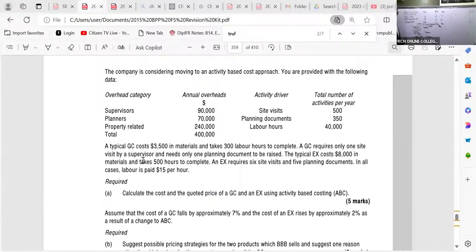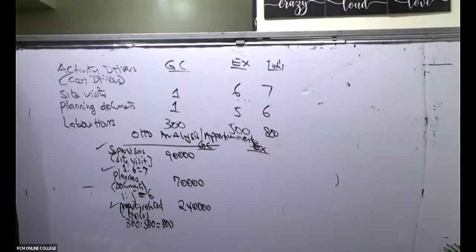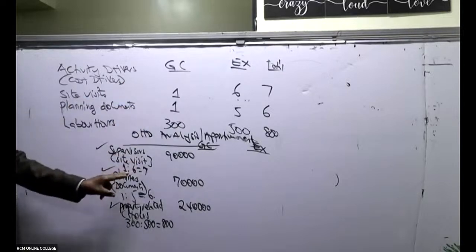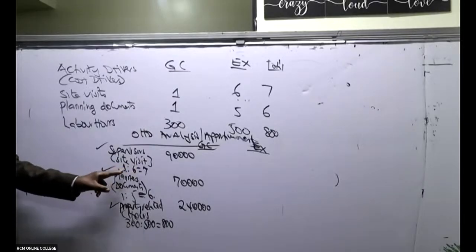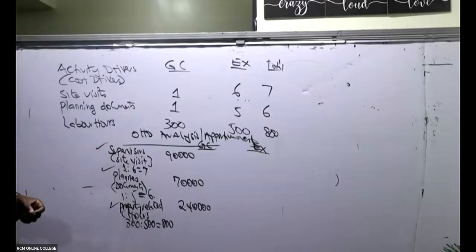Yeah. Now I'm sure you can do the subdivision very fast. Are you able to subdivide yourselves now? For the supervisors, site visits are 1 to 6. So the first, GC, will be 1/7 times that 90,000. A funny figure.